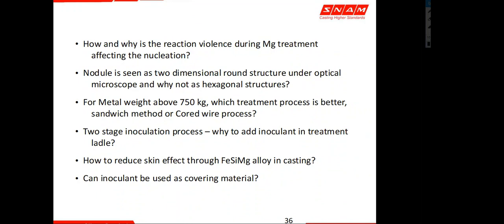Two-stage inoculation. The next question is about the two-stage inoculation process. Why add an inoculant in the treatment ladle? As we have seen, the entire target during treatment is to safeguard magnesium. So you already have a lot of deoxidizing elements in your treatment alloy such that it safeguards magnesium. Your inoculant also contains deoxidizing elements. So when you add this inoculant to your treatment ladle, you're again supporting your magnesium recovery.